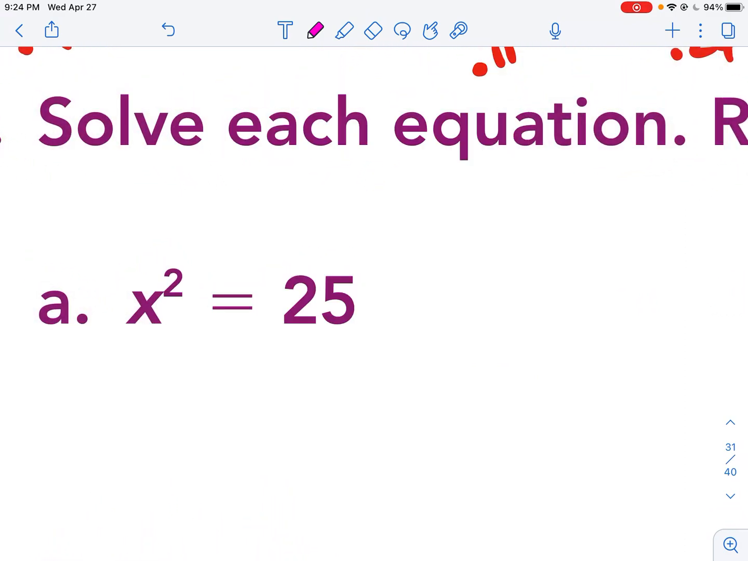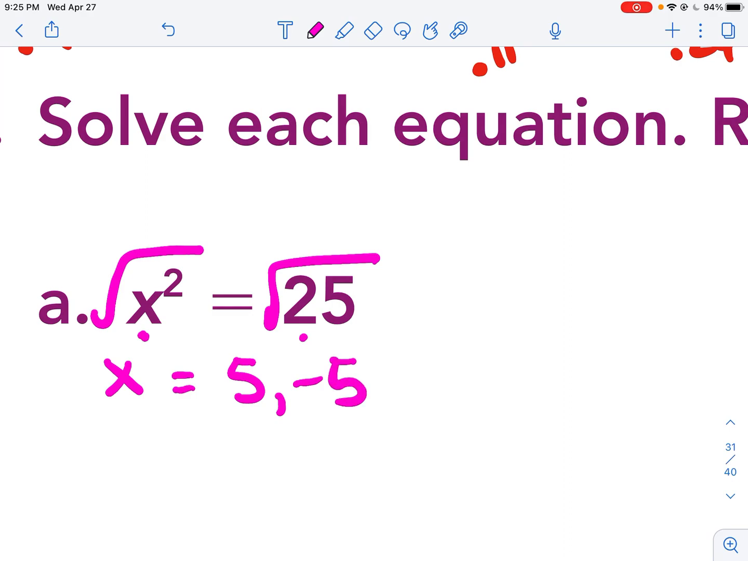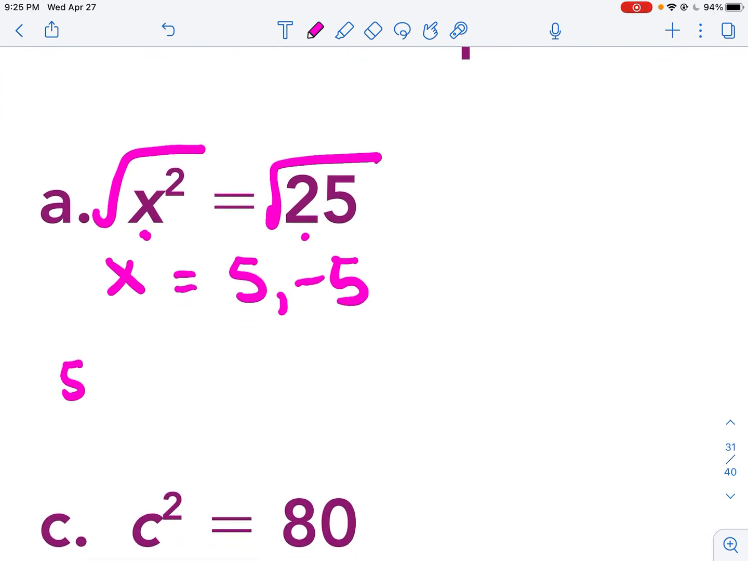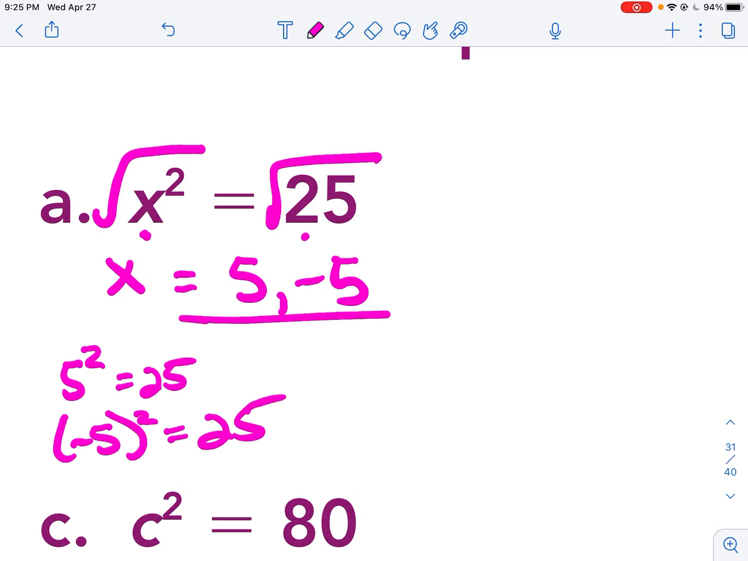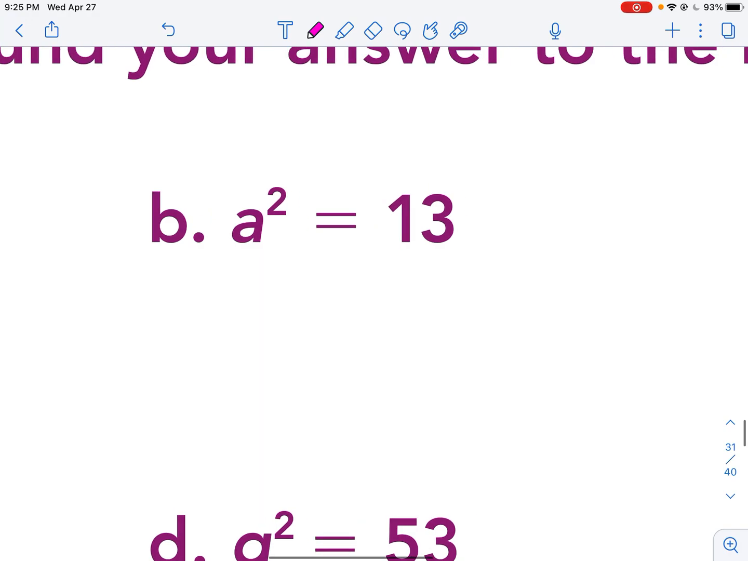So when you're solving an equation like this, remember, it's what can I plug in for this right here that I'm going to get this number here. So if I was to take the square root of both sides, I would get x. And then what times itself gets 25? It's actually 5 and negative 5. Because, check your answer. If I did 5 squared, I would get 25. If I did negative 5 squared, I would also get 25. That's why we get two answers. Sometimes you'll see this written as this, the positive and negative of 5.